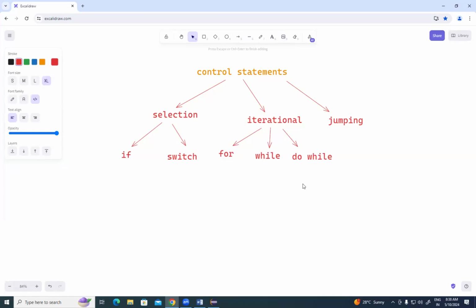What are these three? Iterational statements. What are the iterational statements? For loop, while loop, and do while loop. These are called looping statements.